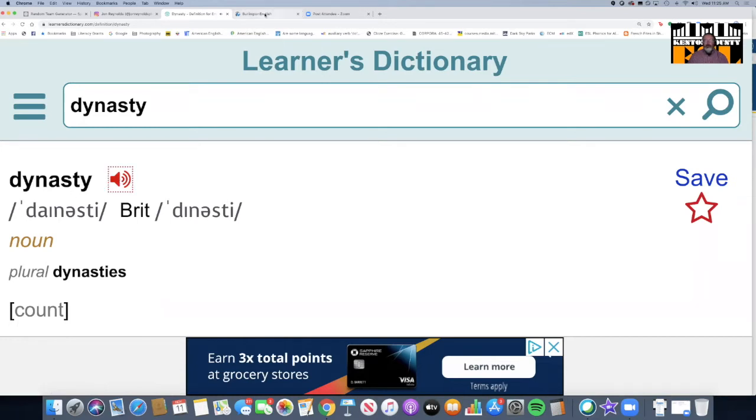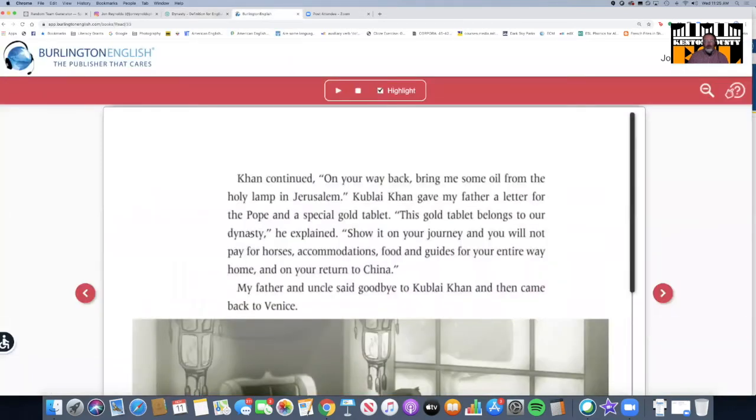And again, if you go back to the story just for a moment, you probably didn't hear it the first time, but I'll click on that sentence again. "This gold tablet belongs to our dynasty," he explained. Okay, so hopefully you could hear it that time.